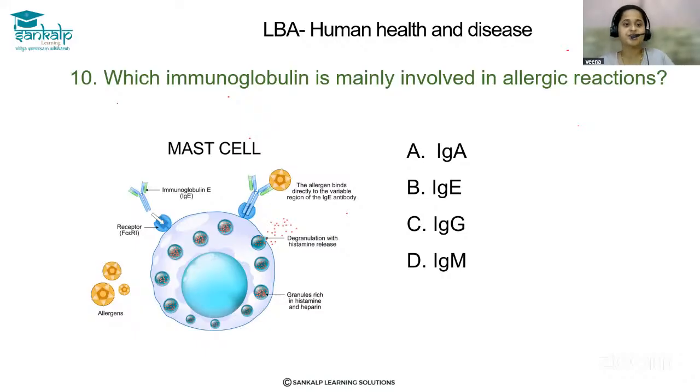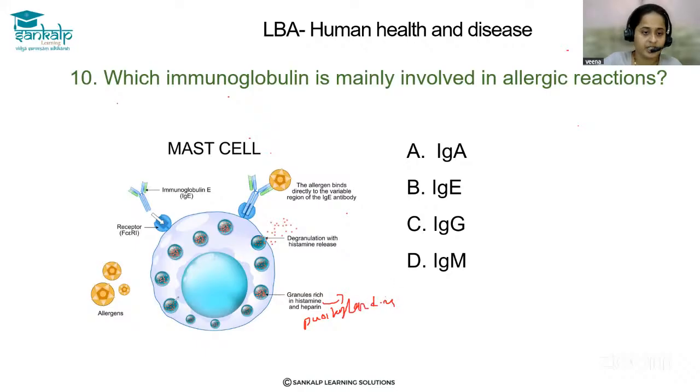Let's solve question 10. Which immunoglobulin is mainly involved in allergic reactions? So dear students, in the image you can observe the mast cells. The mast cells are present in the skin. And if you observe, the cells secrete granules containing histamine and prostaglandin.